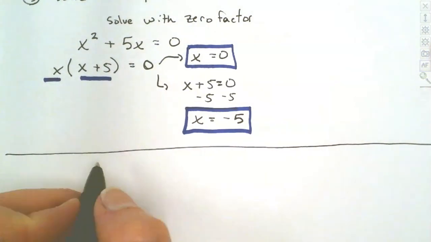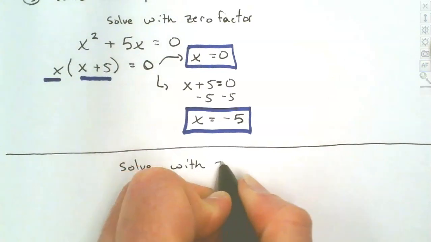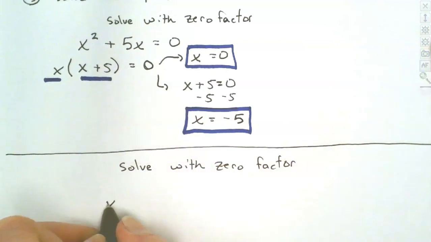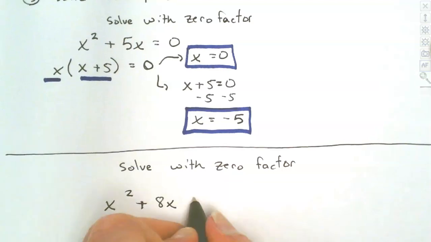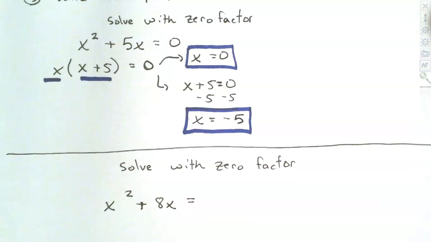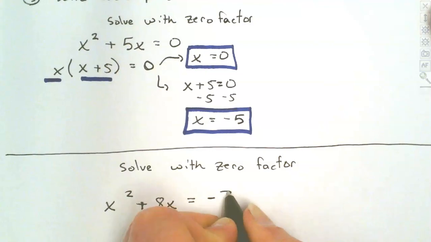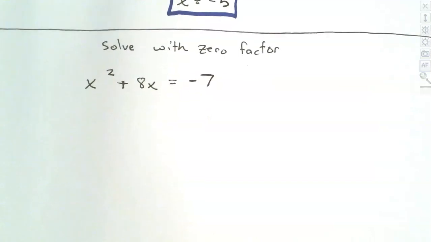So again, these are all going to be solved with zero factor. And let's see if we can remember how to solve this. Let's say we have x squared plus 8x equals negative 7. So this is going to be another pretty easy question to solve with factoring. And hopefully we've seen factoring in other classes. If you haven't, we'll go over factoring again.